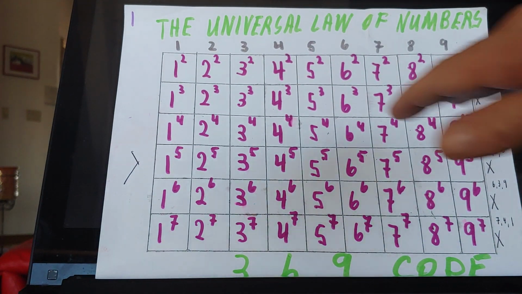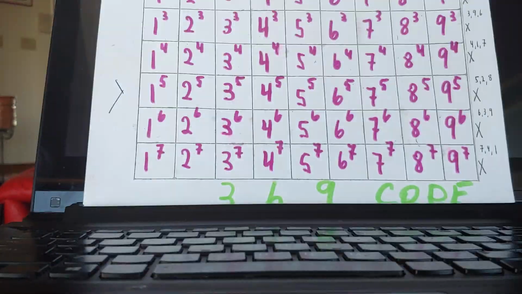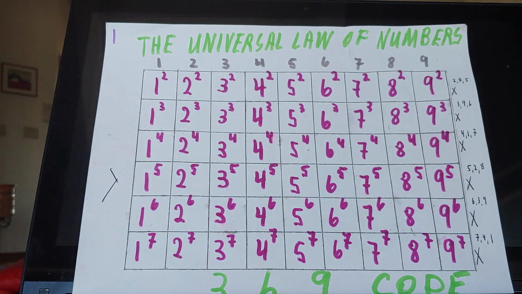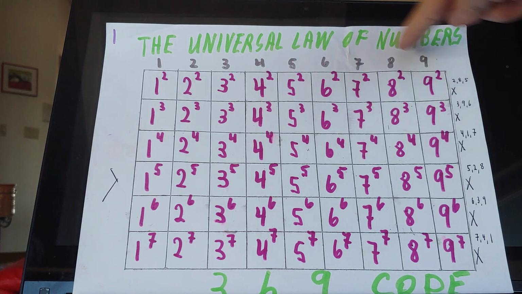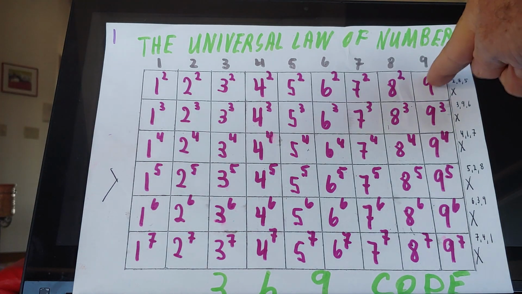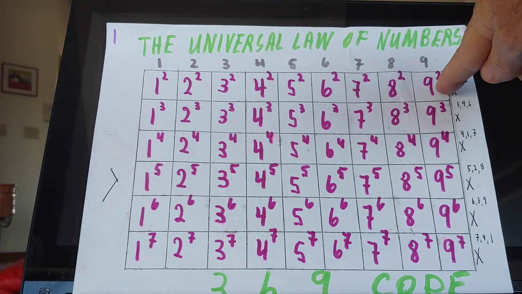Okay, so the universal law of numbers is the 369 code. And one of the important things to understand about the 369 code is that when we go 1, 2, 3, 4, 5, 6, 7, 8, 9, and then here, it's 10, 11, 12, 13, 14, 15, 16, 17, 18. And then when we get back here, it's 19, and 1 and 9 is a 1 again.